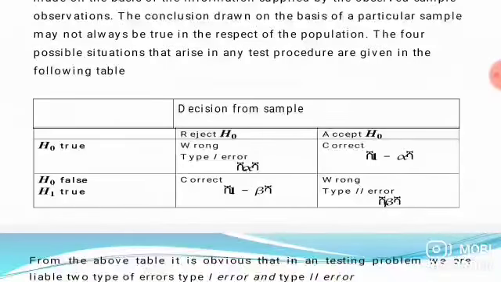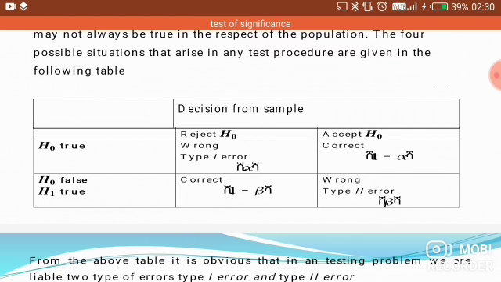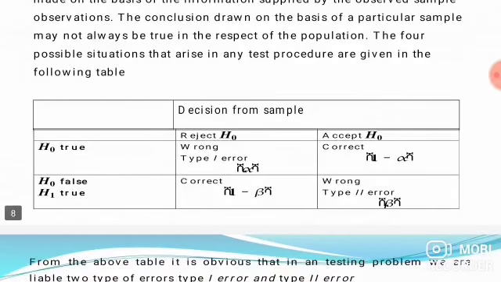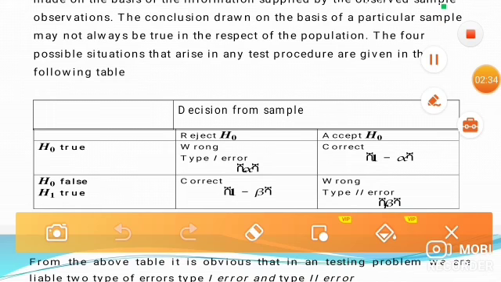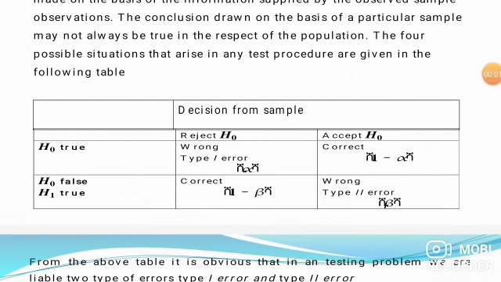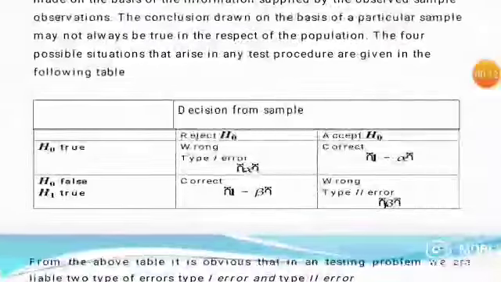Dear students, suppose the null hypothesis H0 is true, and we reject the null hypothesis when it is true. This is called a type first error. Okay, what is a type first error? When we reject the null hypothesis when it is true, it is called a type first error. If we accept the null hypothesis when it is true, it is called the correct decision.